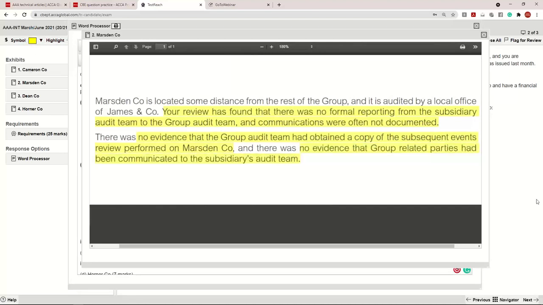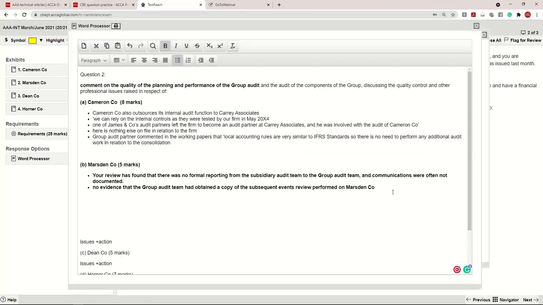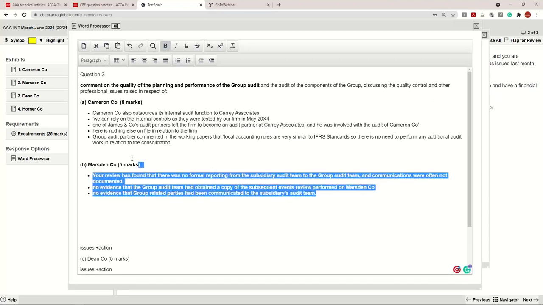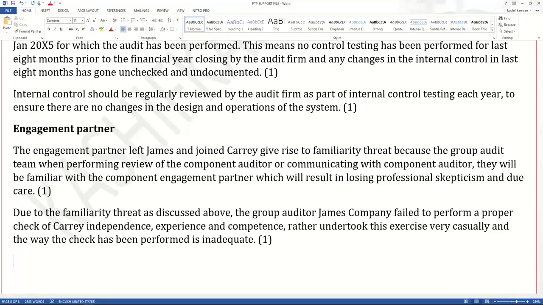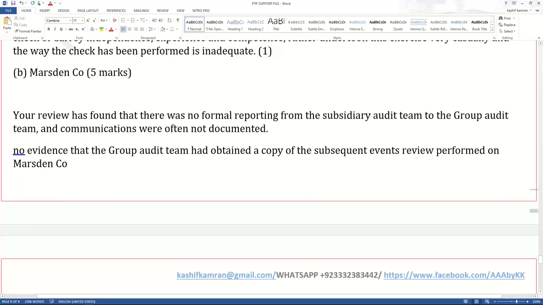So how many issues do we have here in this small case of Marston Company? Three. See, you copied them. Now you need to develop them into an answer. Three issues. If we write three issues and two actions, we'll get to five. So that's not a difficult task, right? Let's copy these three issues I found for Marston Company and write an answer on my word processor.